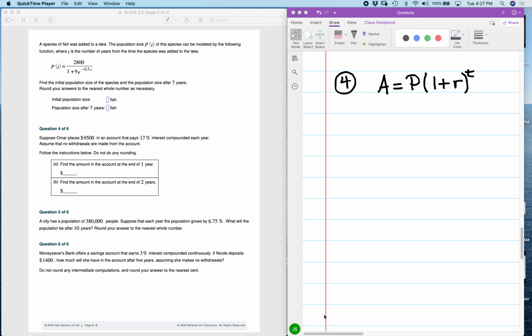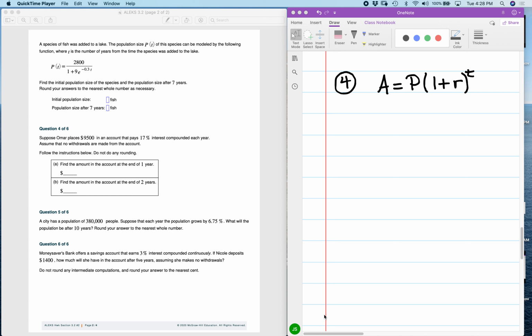What we have in number 4, now we have a compound interest problem. Suppose Omar places $9,500 in an account that pays 17% interest compounded each year. Assume no withdrawals are made from the account. It says to follow the instructions below. Do not do any rounding.